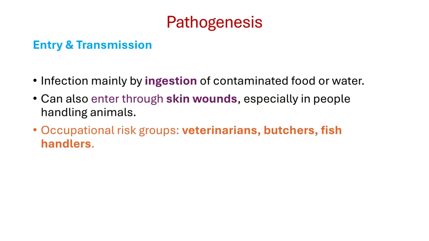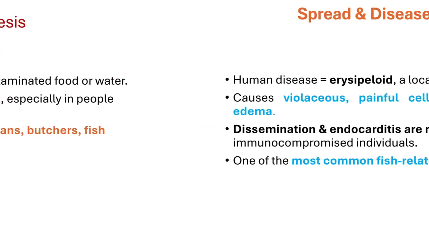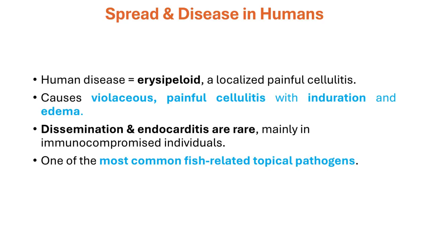Erysipelothrix rhusiopathiae causes disease in many animals and is an important zoonotic pathogen. Infection usually occurs by ingestion of contaminated food or water, but the organism can also enter through skin wounds. This makes it an occupational hazard for veterinarians, butchers, and fish handlers. In humans, the disease is known as erysipeloid. It produces a localized, painful, violaceous cellulitis around the site of inoculation, often accompanied by induration and edema. Systemic spread and endocarditis are rare, occurring mainly in immunocompromised individuals. The organism is also one of the most common pathogens acquired from handling fish.